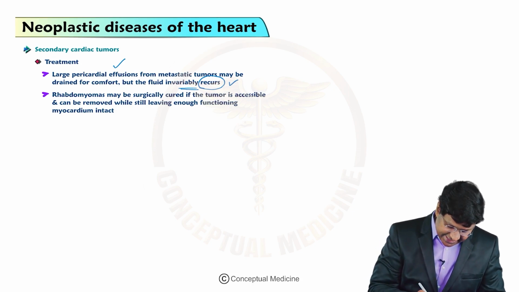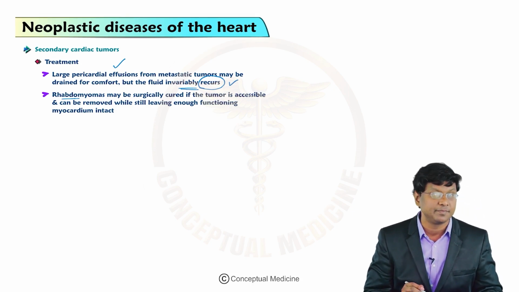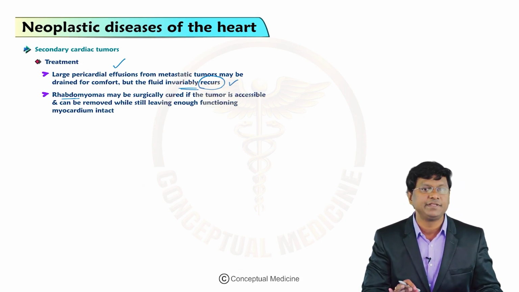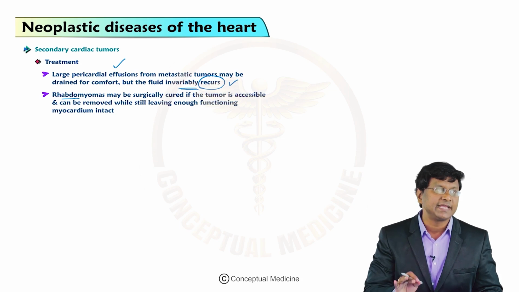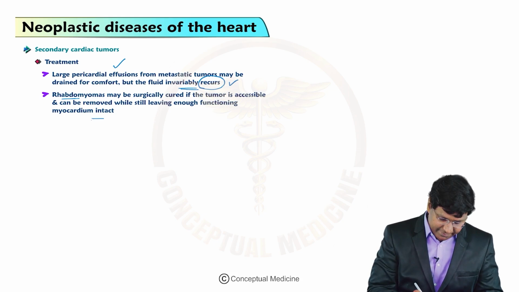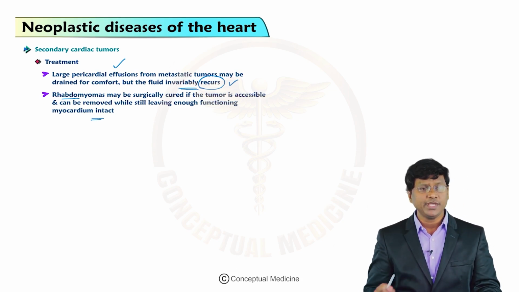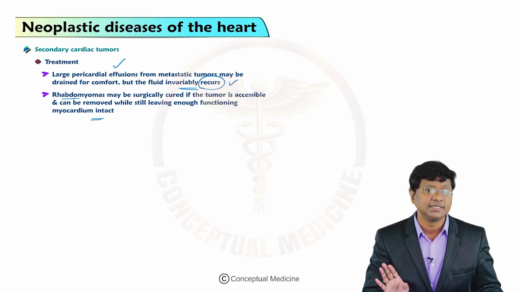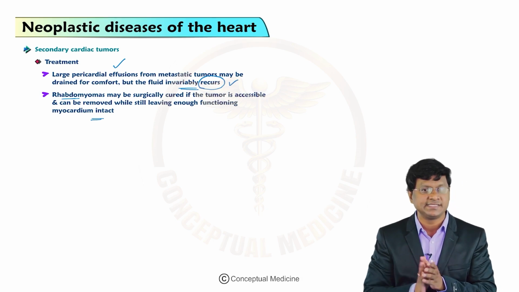The next important primary tumor is rhabdomyoma. They may be surgically cured if the tumor is accessible and can be removed while still leaving enough functional myocardium intact. So that is about the neoplastic diseases of the heart.